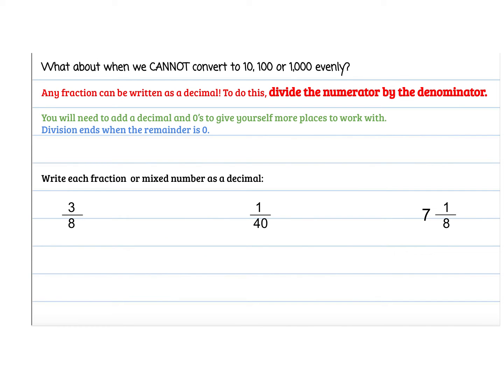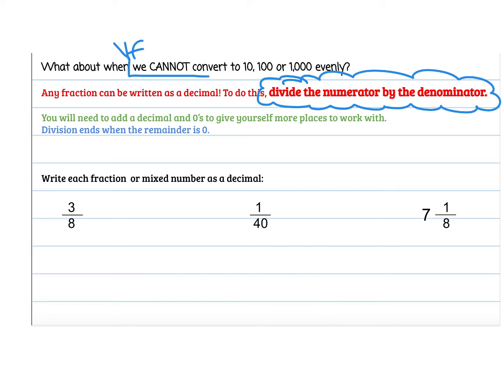So what about when we cannot convert to 10, 100, or 1,000 evenly? Because obviously we're going to get some fractions that we can't multiply by something to get to 10, 100, or 1,000. So then we need to divide the numerator by the denominator. So in your notebook, you could just put, if we cannot convert to 10, 100, or 1,000 evenly, then you need to divide the numerator by the denominator, and do the cute little cloud that we like to do in class.